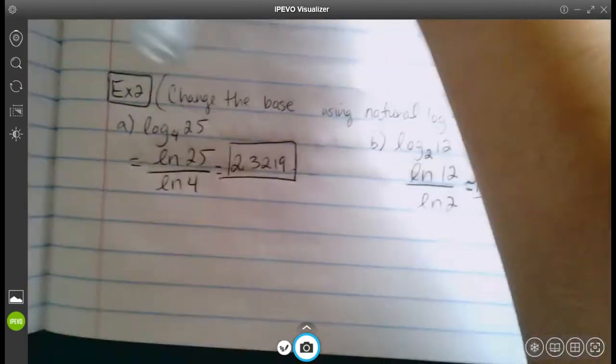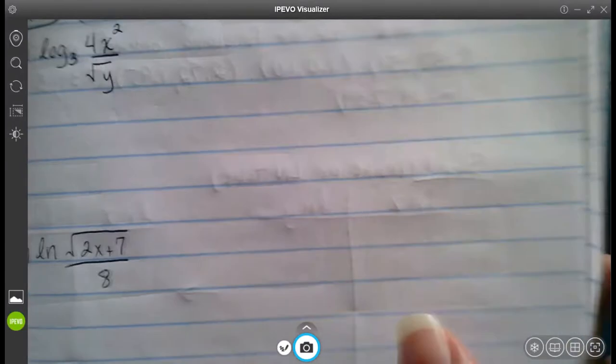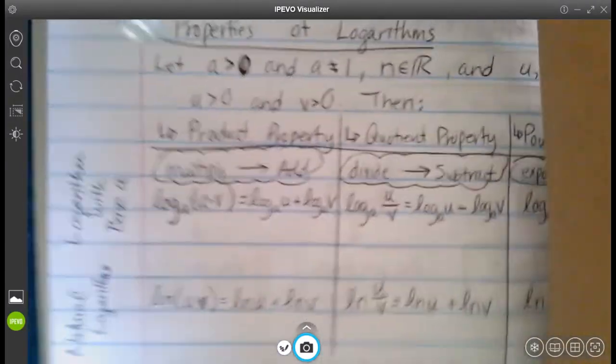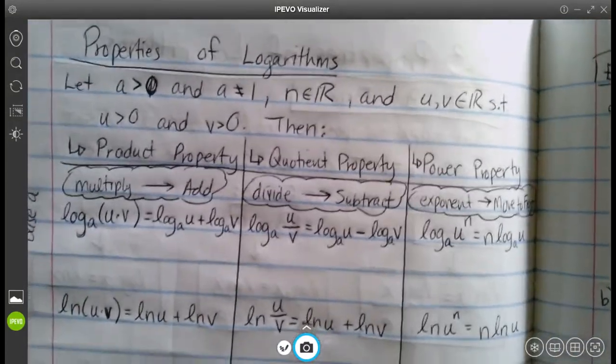Okay, let's go ahead and move on to the next page. Now we're going to talk about the actual properties of logarithms, which is something you might have seen last year, if not the year before, depending when you took Algebra 2.